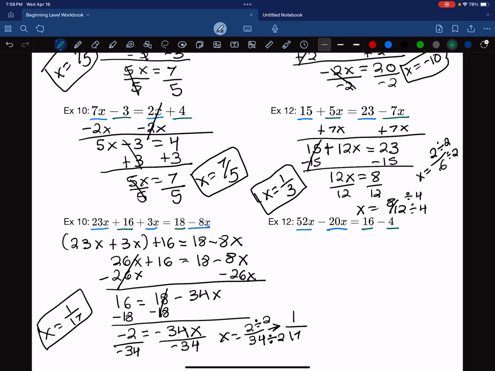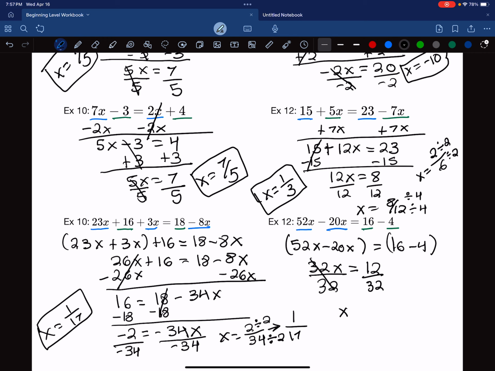So we're going to combine this 52x and this negative 20x. So we're going to do 52x minus 20x. And then we're going to combine the 16 and the 4. So 52 minus 20 is 32. So we got 32x. And that equals 16 minus 4, which is 12. We're going to divide both sides by 32 to get x on its own.